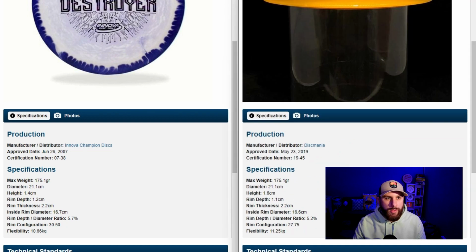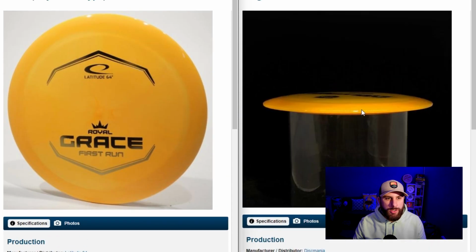There we go. And the two I'm going to show you are the Grace from Latitude 64 and the Enigma from Discmania. This is a personal example for me. Before I knew anything about the specification numbers and how to look at this, I played with the Grace exclusively for maybe 8 or 9 months. And I really liked it.